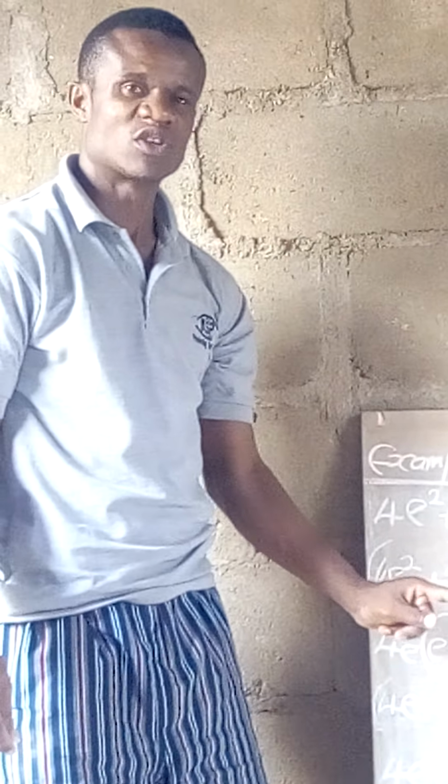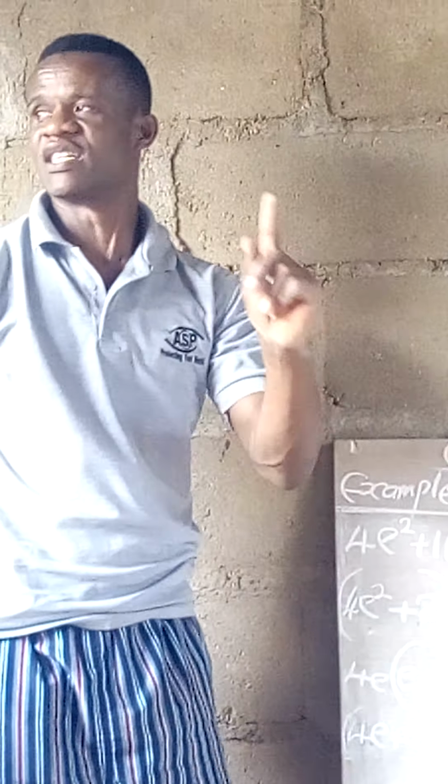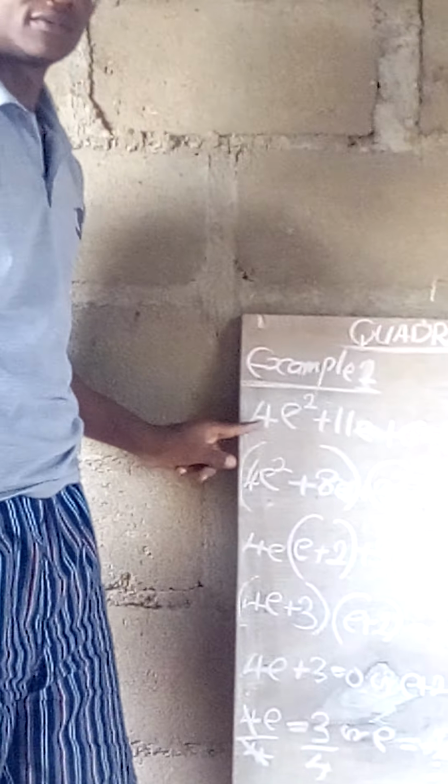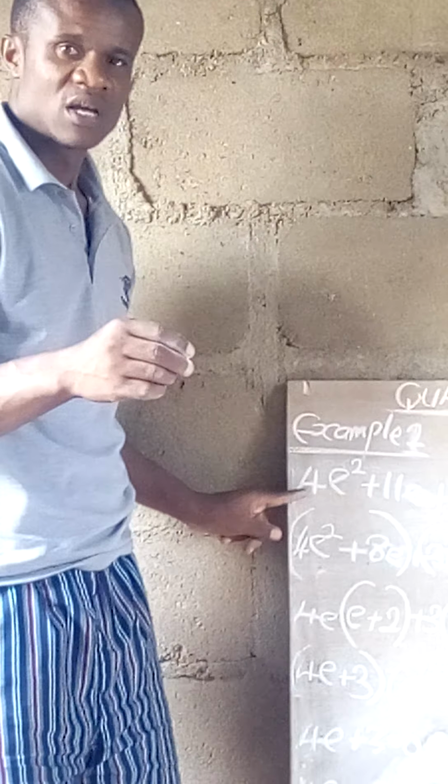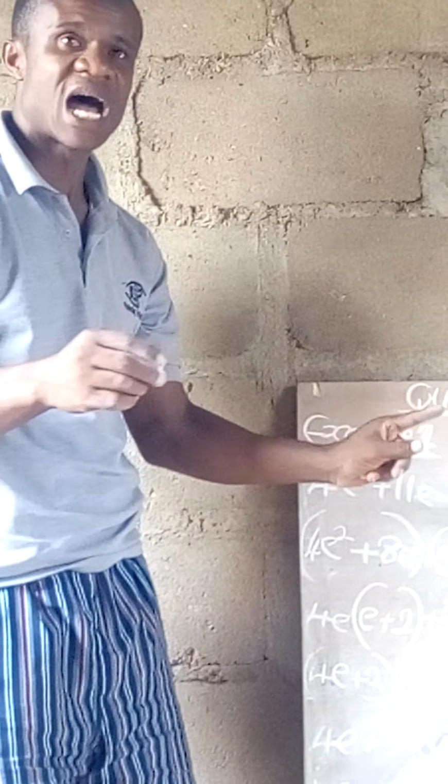See how it works? Very, very simple, right? The only difference here from the one we did last time was that there was no 4 here. Now there's a 4 here. That's why the solving method changed. So this is just how it works.